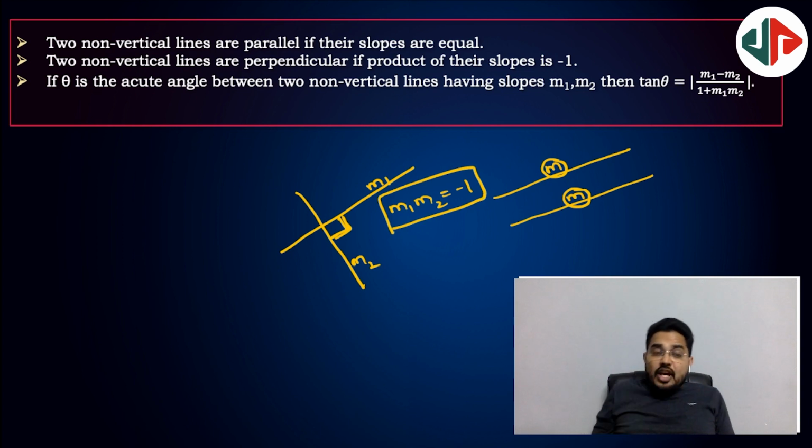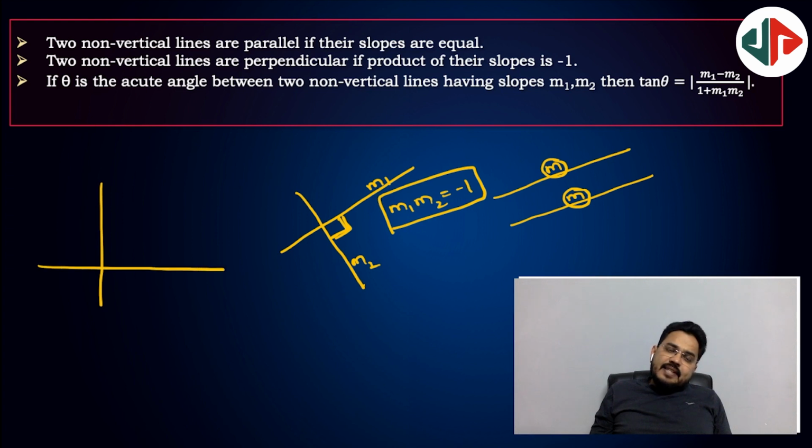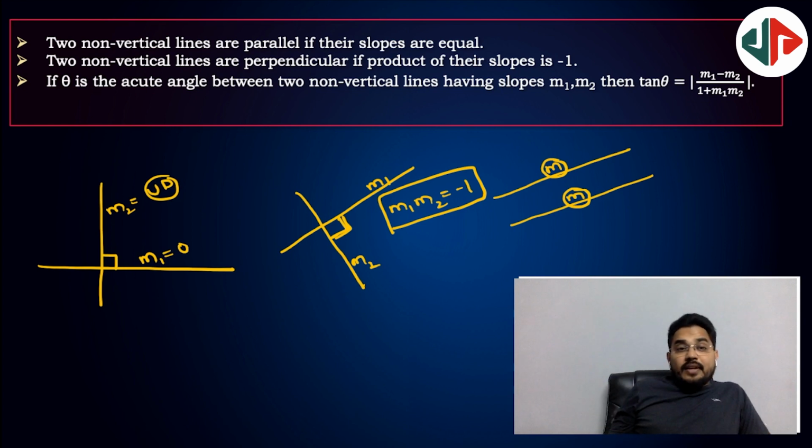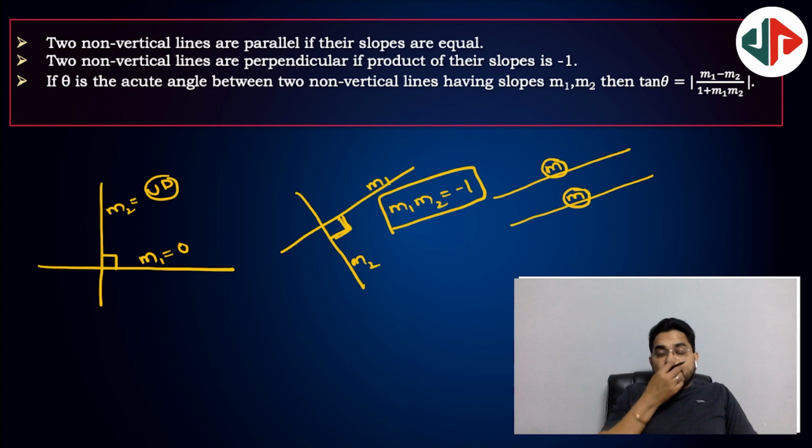Why are we mentioning non-vertical? For example, the x-axis is horizontal and the y-axis is vertical. This slope is equal to 0, and the other slope is undefined. So, though these two are mutually perpendicular, the product of the slopes is not equal to minus 1. It's a special case of a vertical line and a horizontal line: though they are mutually perpendicular, this particular condition cannot be considered.